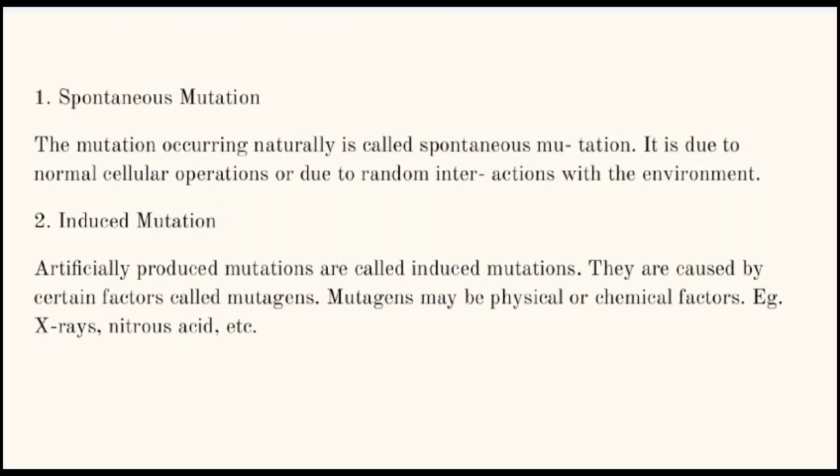First, spontaneous mutation. The mutation occurring naturally is called spontaneous mutation. It is due to normal cellular operations or due to random interactions with the environment. Second, induced mutation. Artificially produced mutations are called induced mutation. They are caused by certain factors called mutagens. Mutagens may be physical or chemical factors. Example, X-rays, nitrous acid, etc.